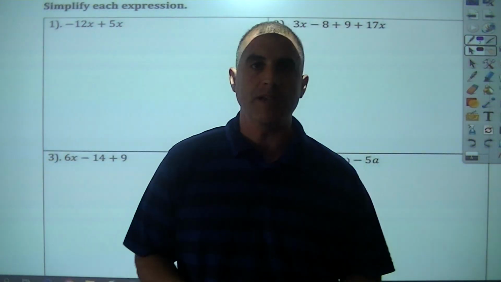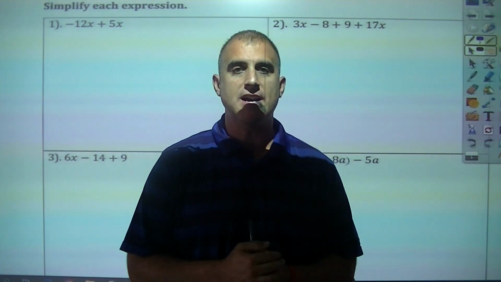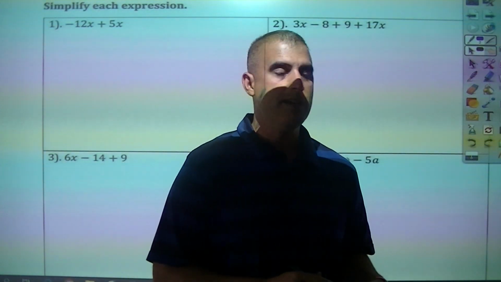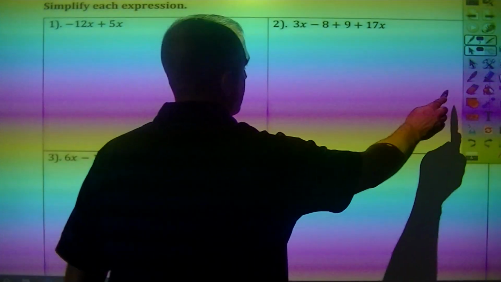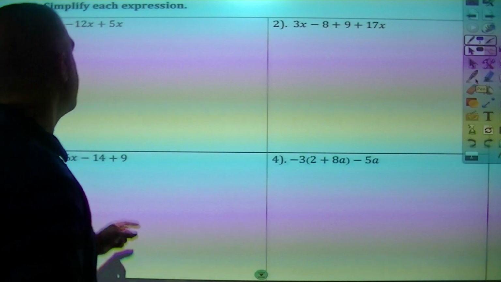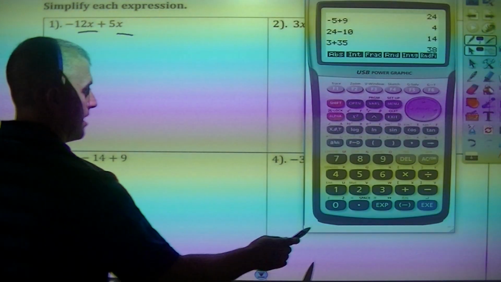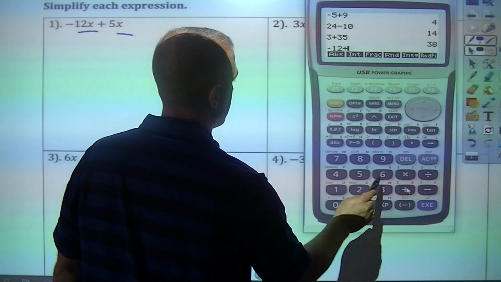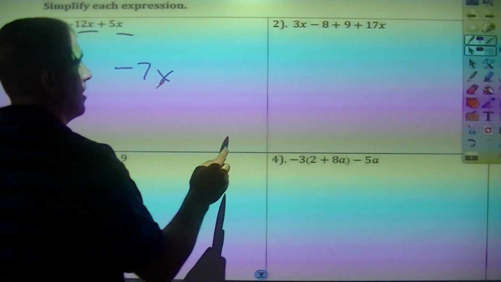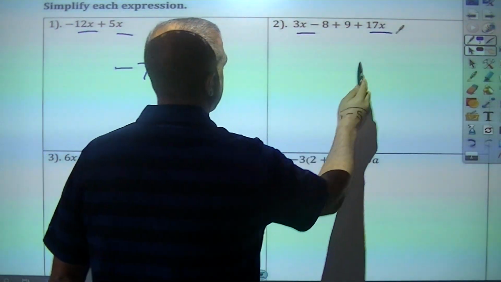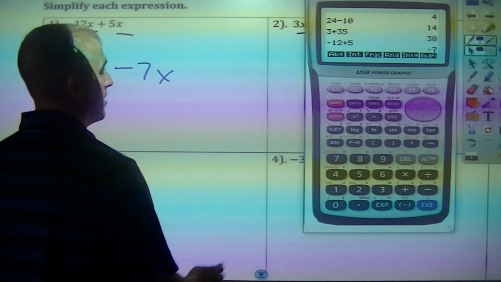Okay, this is going to be the Unit 2 Algebra 1 sample test for 2019-2020. The first part is almost like review for us from the previous unit. These are like terms. So I just type in the numbers and get negative 7x. The like terms here are 3x and 17x, negative 8 and 9.